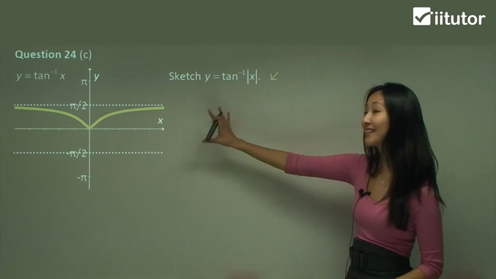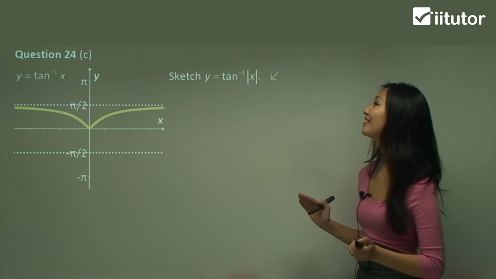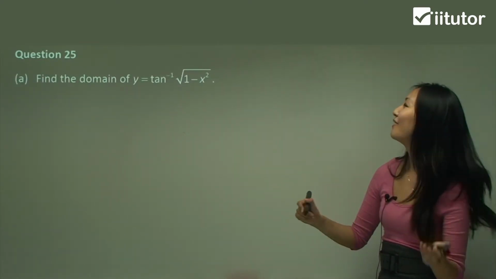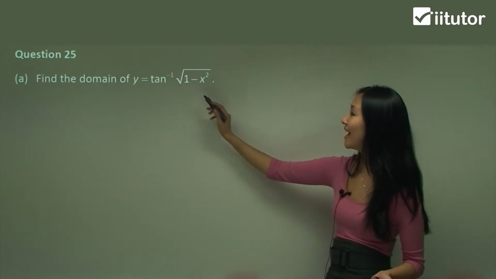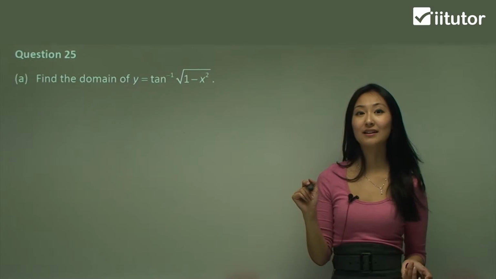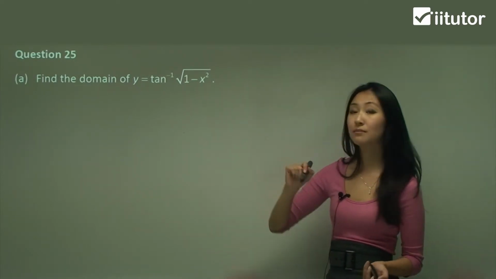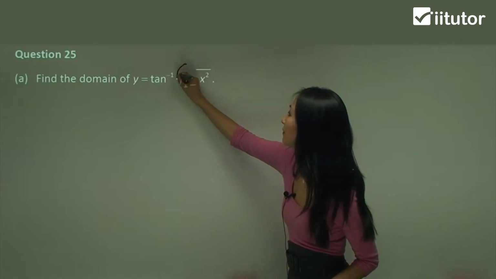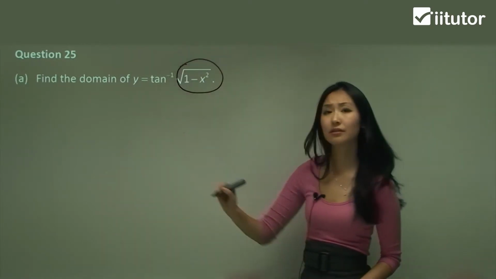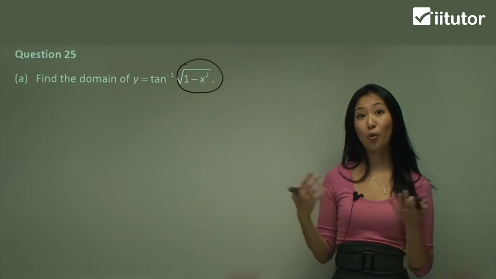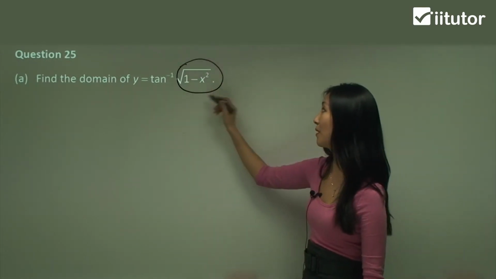Okay, great. So now I've sketched this. Let's move on to 25. And here we're presented with a new function, which is y equals inverse tangent of the square root of 1 minus x squared. Now, to find the domain, we can still consider the input. So this here is going to be our input. Now remember, your input for tangent is all real x. So this must be all real x.